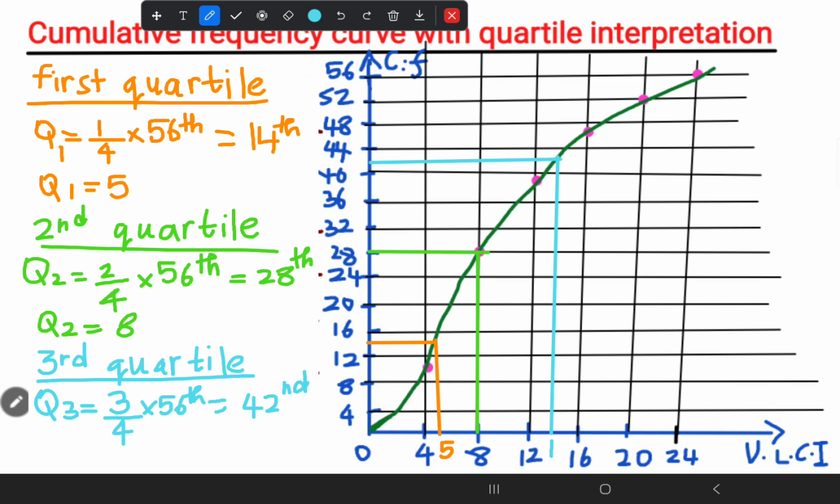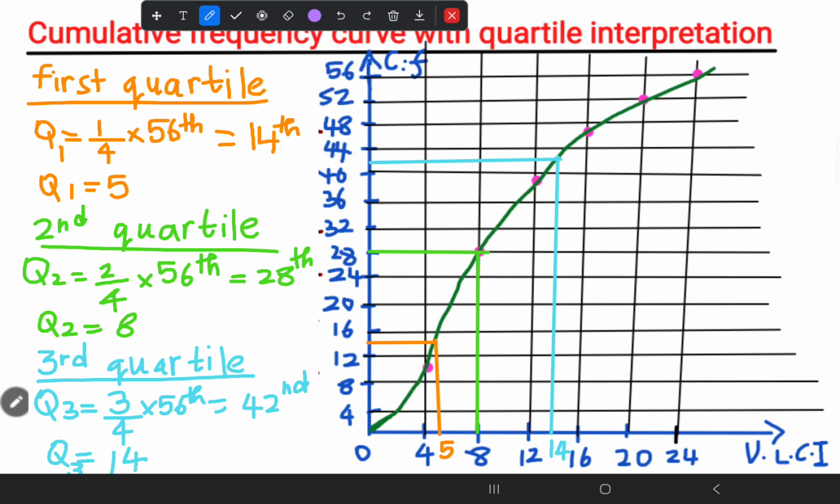So sometimes, according to your drawing, it might change by one or two values. 14, 13, 15, those are correct values. So finally, our Q3 was 14.